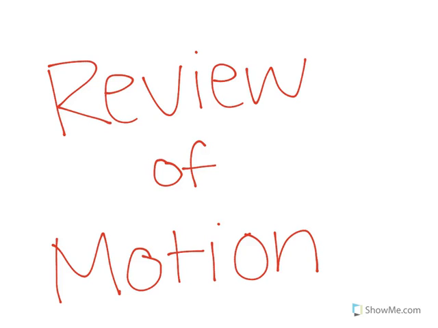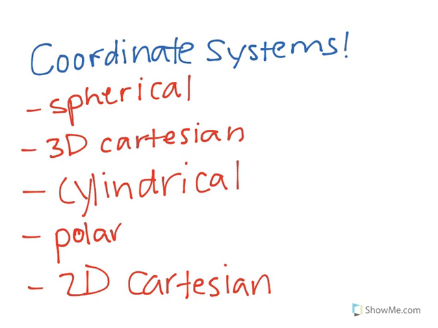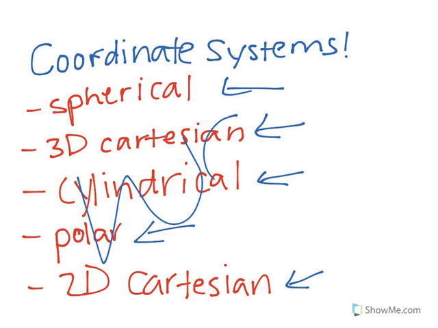Now it's time to wrap up our unit on motion, so let's do a quick review. First of all, let's talk about coordinate systems. We just covered these. We've got spherical coordinate systems, Cartesian coordinate systems in 3D and in 2D, cylindrical coordinate systems, and polar coordinate systems. Wow!